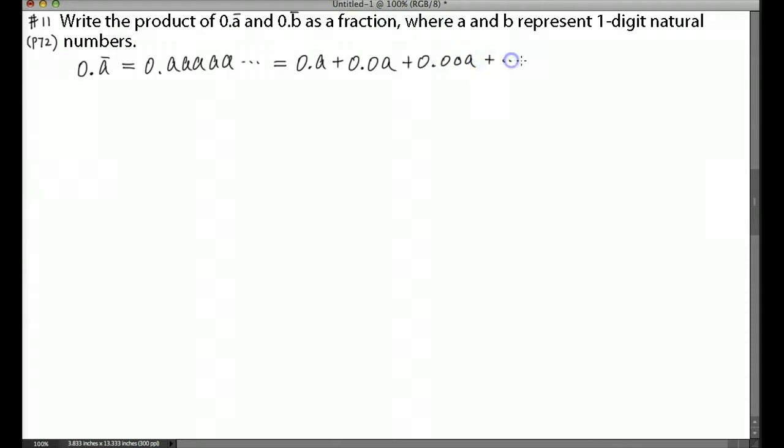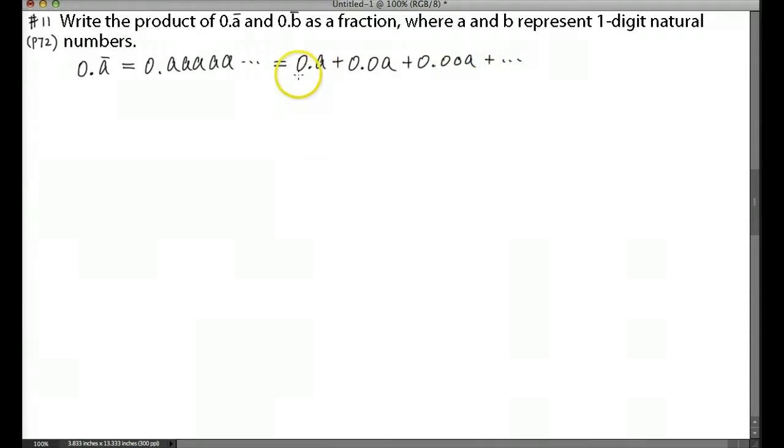So if you can figure out the fraction for each, and then you just multiply these two fractions, that would be the answer. Okay, let's try to do the first one. So 0.A repeating is basically equal to 0.A, whatever the A is, repeating. So this one can be converted to 0.A plus 0.0A, then plus 0.00A, and so on, right?